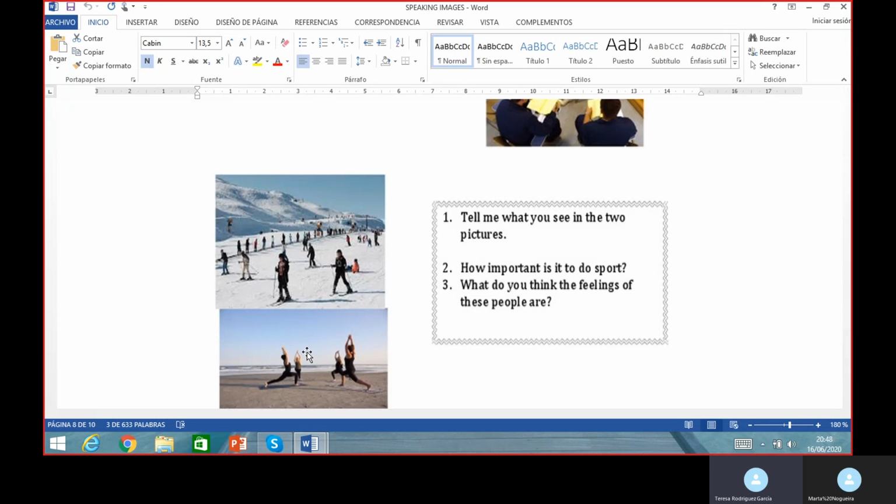And about the feelings of these people, I think that in the first picture they can feel cold because they are in the snow, so it's very cold, and they wear heavy clothes also. And in the second picture they feel hot because it's on the beach. And in both of them, I think that they feel happy because they practice sport as hobbies.